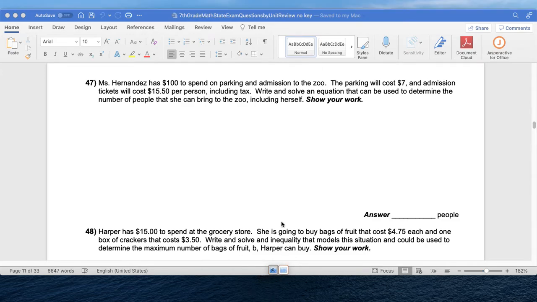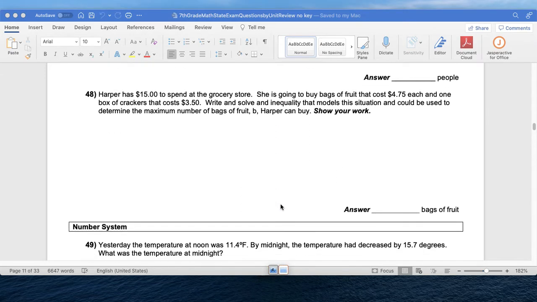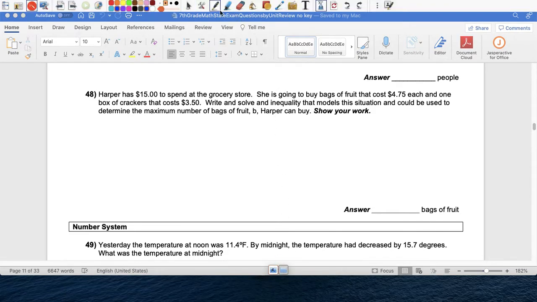48. Harper has $15 to spend at the grocery. She's going to buy a bag of fruit that costs $4.75 and 1 box of crackers. Yes, crackers. It's an inequality this time. Thank you. Make it a little bit different. The model situation can be used to determine the number of bags of fruit B Harper can buy. So she has $15, so it has to be less than or equal to 15. You can't spend more than you have.